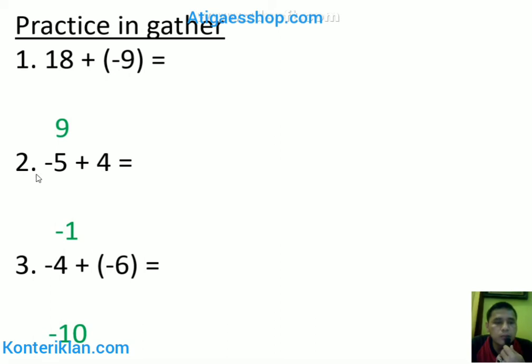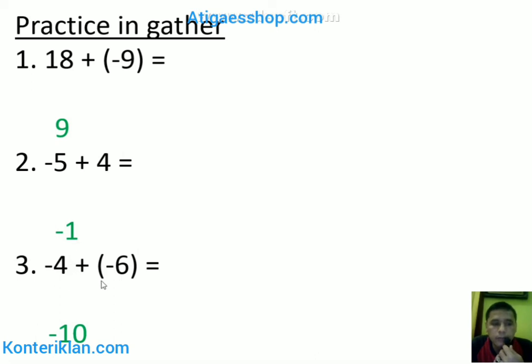What about number 2? Negative 5 plus 4. If you're still confused how to find the result, please use algebra discs. I mean, please elaborate negative 5 into negative 1 five times. After that, for positive 4, put 1 as many as 4 times. After that, cross out negative 1 against 1 and so on, so you can find the result is negative 1.